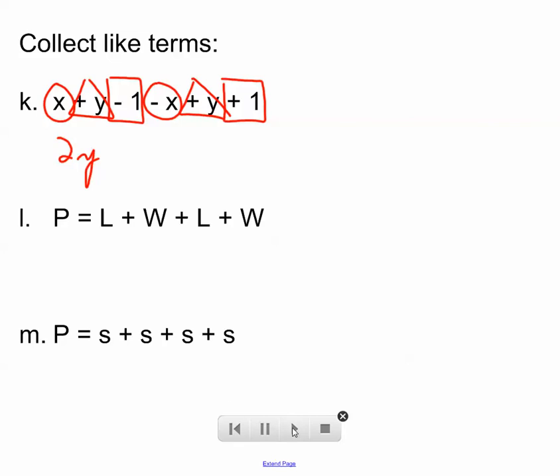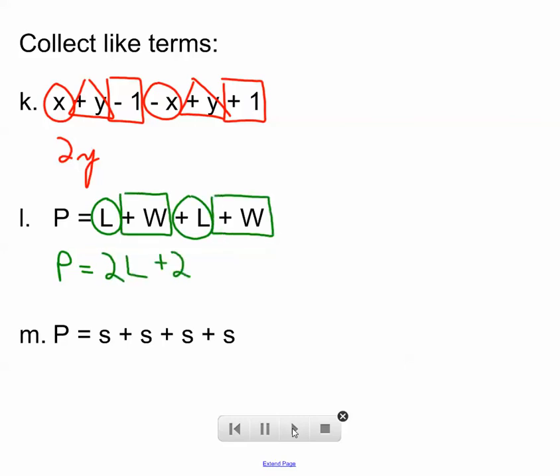Next one. Simplify this expression here. We got L plus L, that's 2L. And we got W plus W, that's 2W. We're going to use that on the next example. Perimeter of a rectangle, 2 times length plus 2 times W. And then lastly, S plus S plus S plus S is 4S, so perimeter equals 4S. That would work for a square where all the side lengths are the same. So we could just go 4 times the side length instead of going side length plus side length plus side length plus side length.